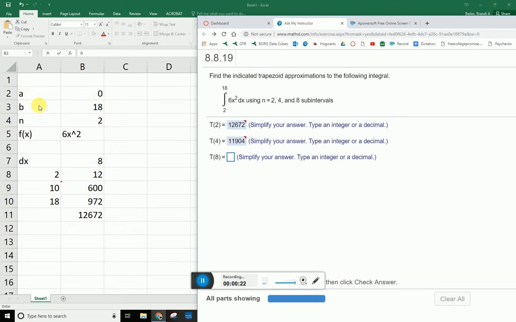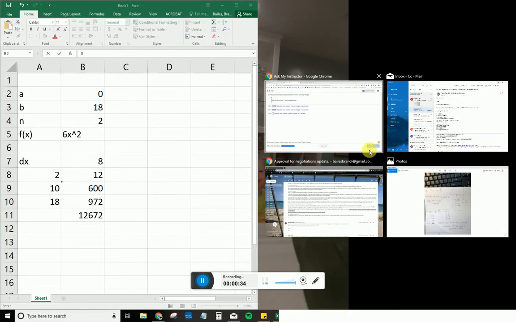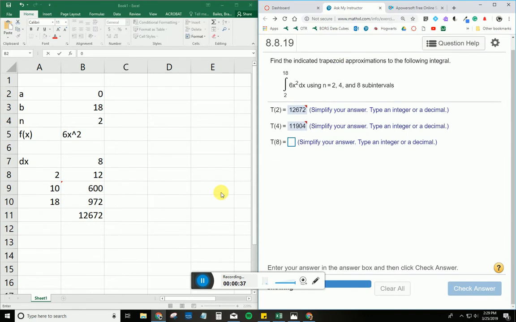I've got a is equal to 0. I know b is equal to 18, n is equal to 2 for this first iteration. I wrote down my function just to be clear on what I was using. And if I move that there and put this here, I can look at both at the same time, and I can double check that right up here. 6 times this squared divided by 2 for the first term, 6 times that squared, nothing divided for the middle term, and 6 times that squared divided by 2 for the last term. I'm going to add it all up and then multiply by my delta x like I'm supposed to.